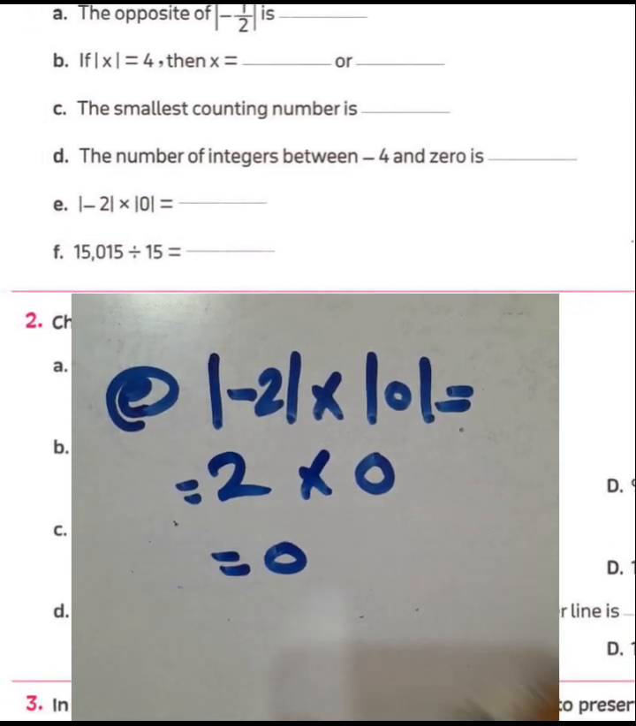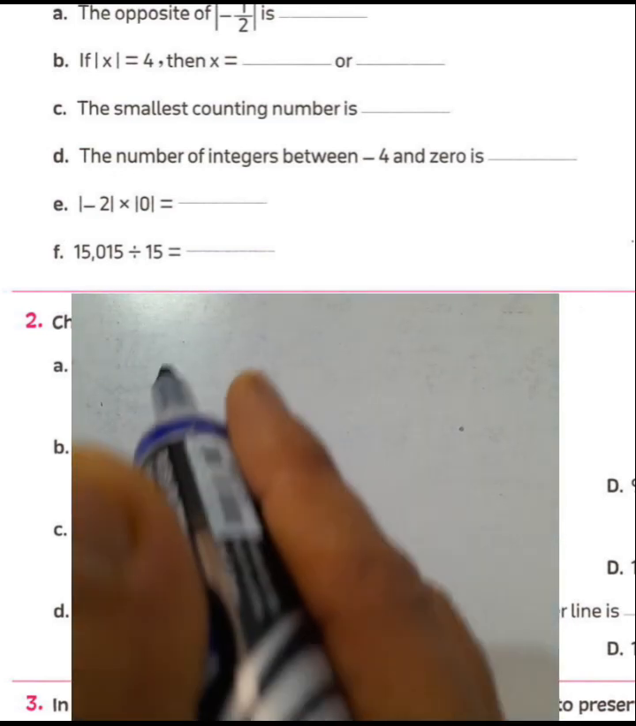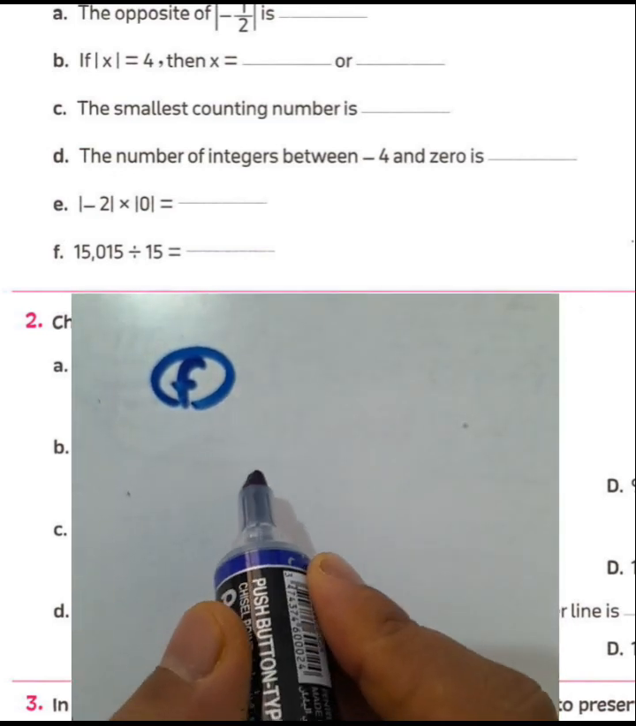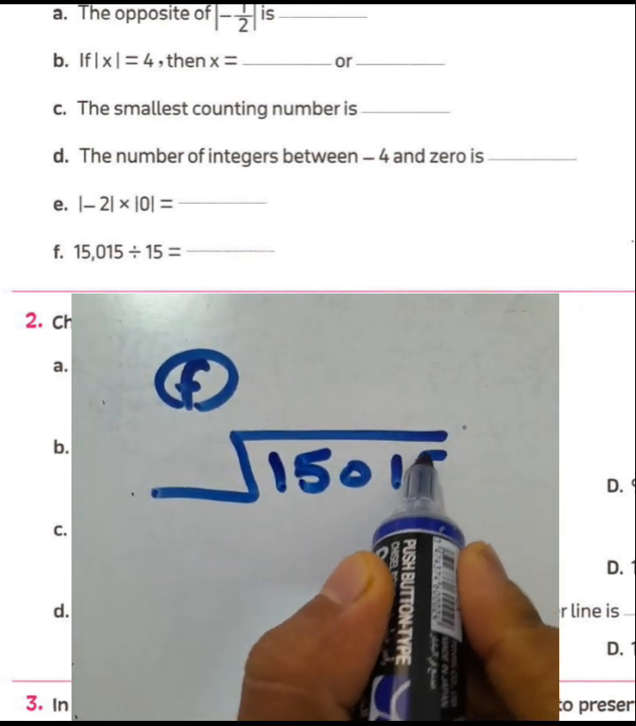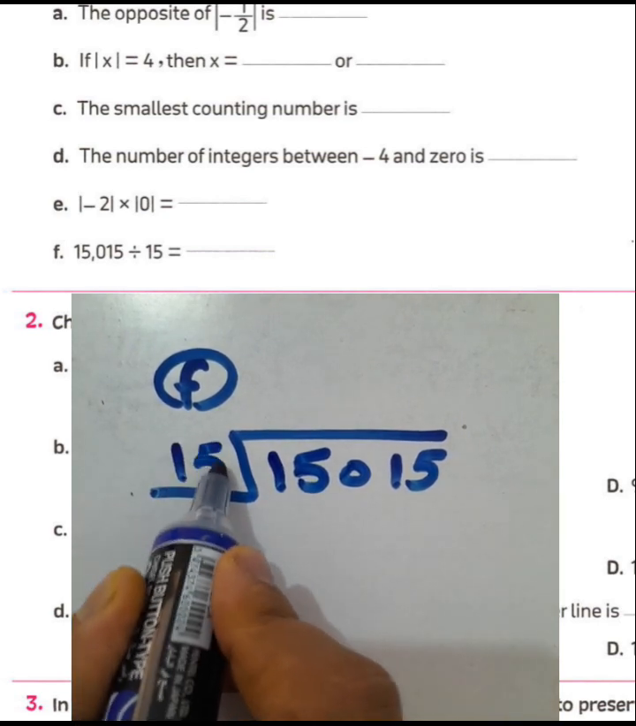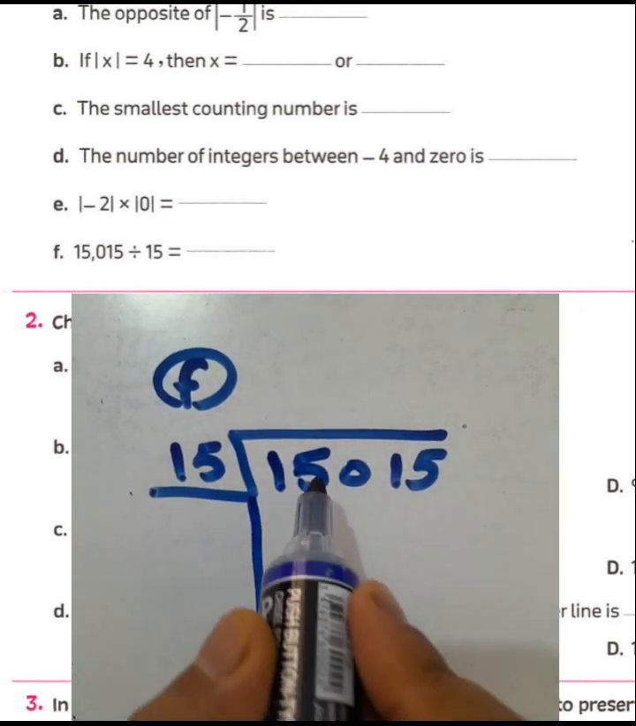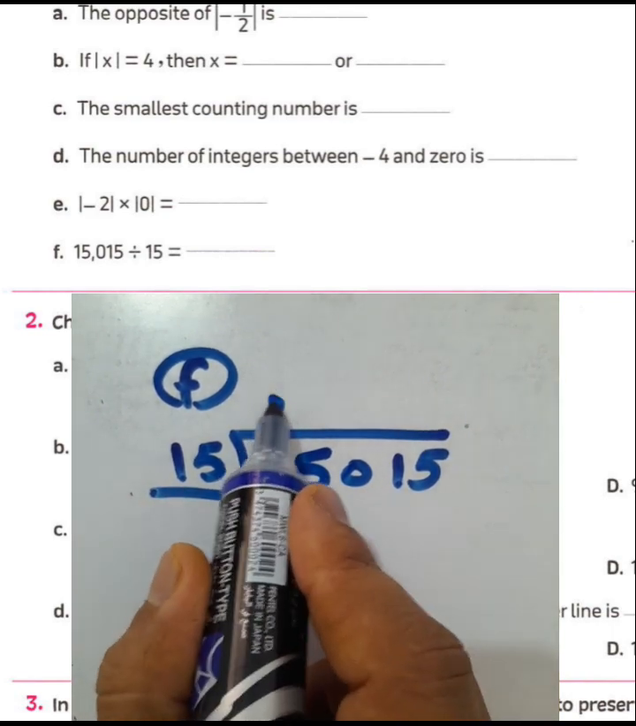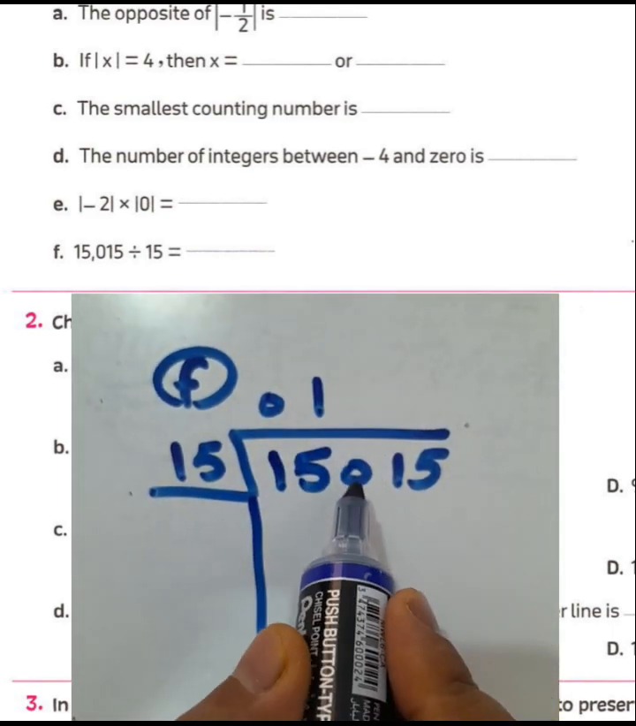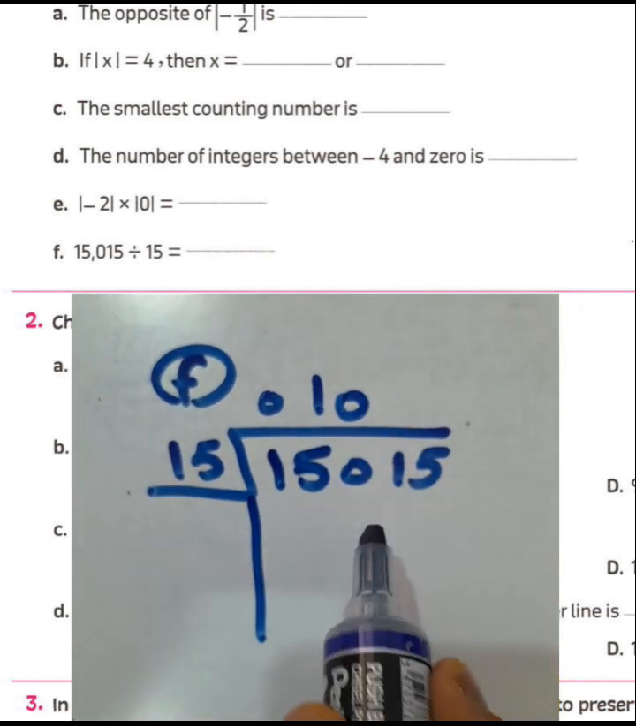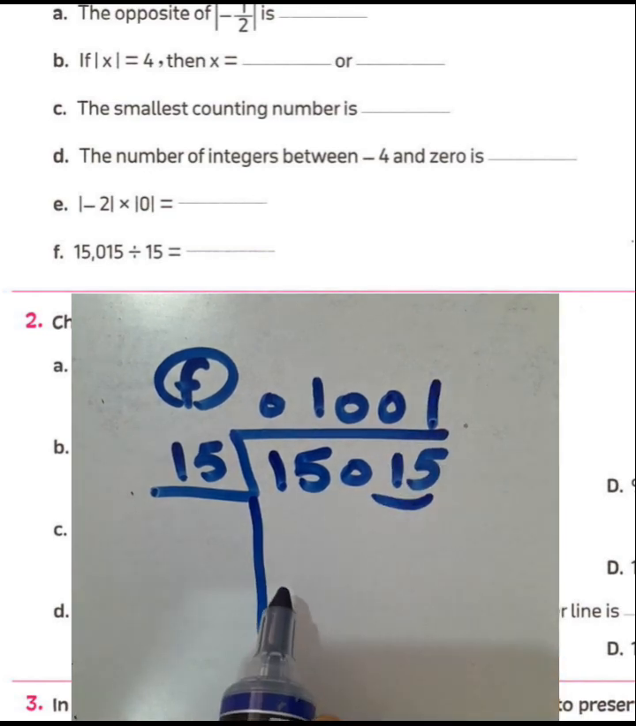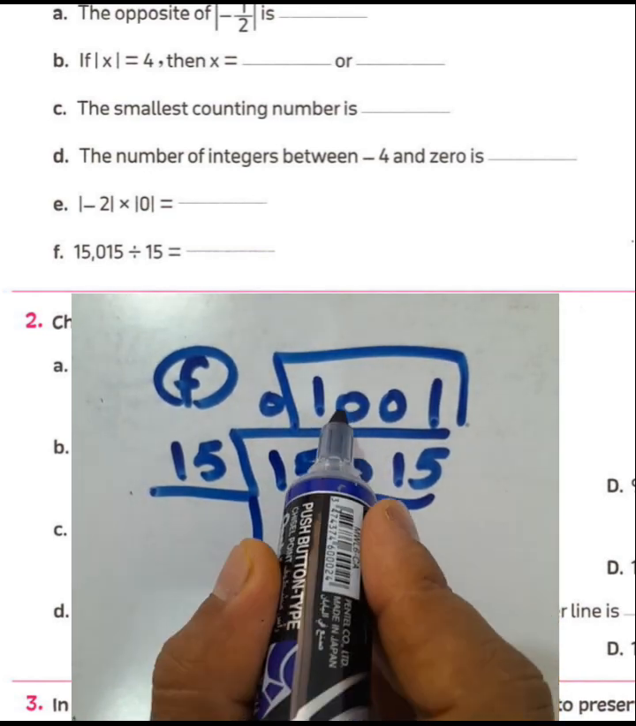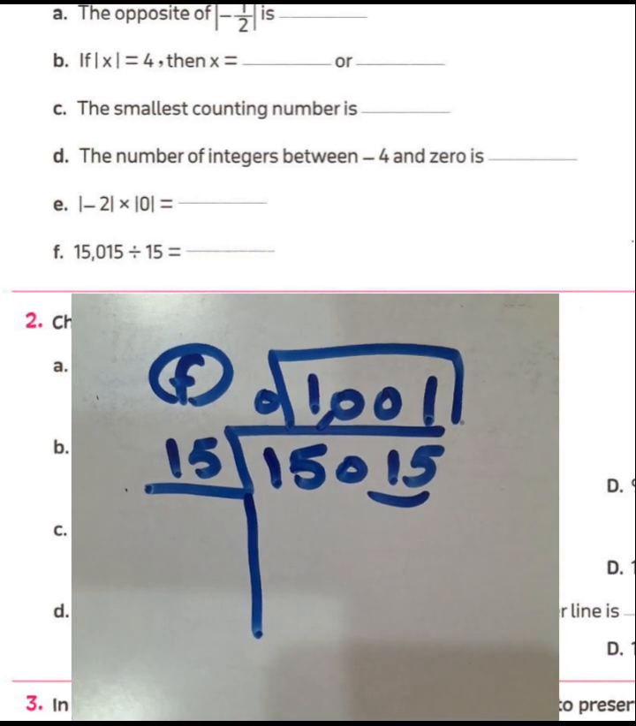Question letter F. 15 thousandths divided by 15 thousandths, and 15 divided by 15. 1 divided by 15, we can't do it. 15 divided by 15 equals 1, and 0 divided by 15 equals 0. 15 divided by 15 equals 1. Then the result here will be 1001. Okay, the result will be what? 1001.